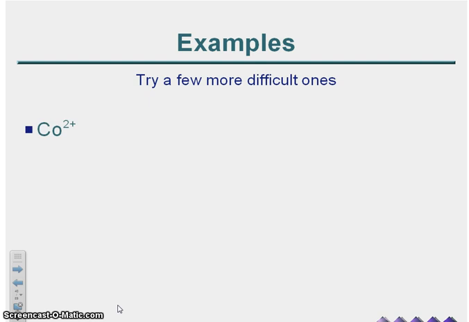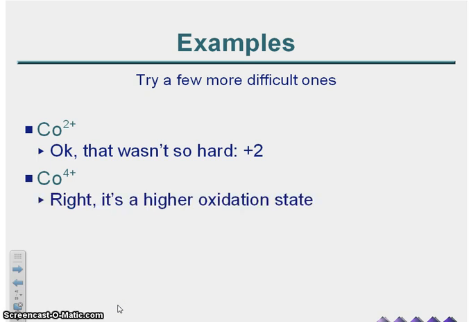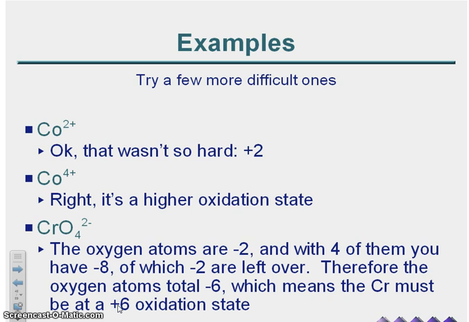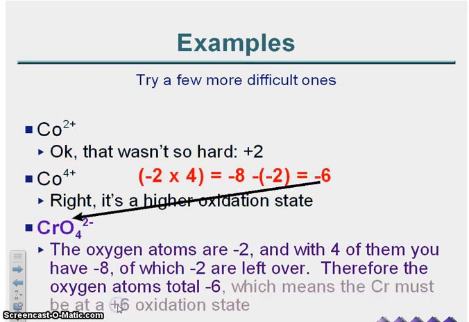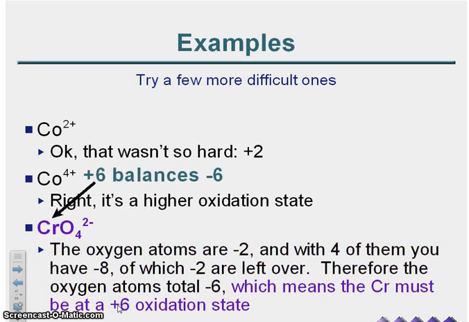Now a few more difficult ones. Well, that wasn't so hard. Higher oxidation state. Here we have to do the chromium and the oxygen, but the oxygen is -2. With 4 of them, you have -8. And 2 of those negative charges peek out of the chromate ion. So the oxidation numbers that are balanced off by the chromium total -6. The chromium here must be hexavalent, +6 oxidation state. Here you see how that works.